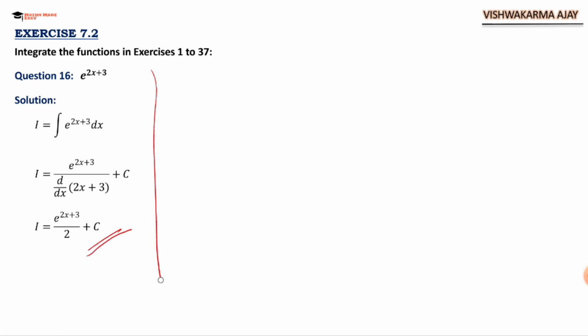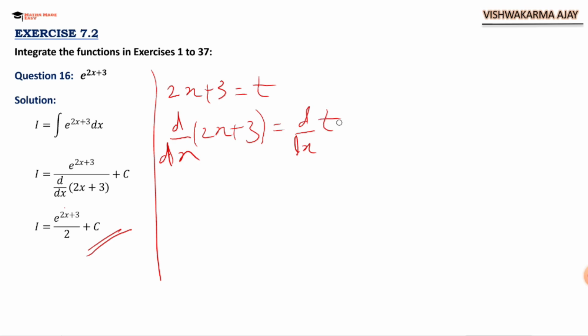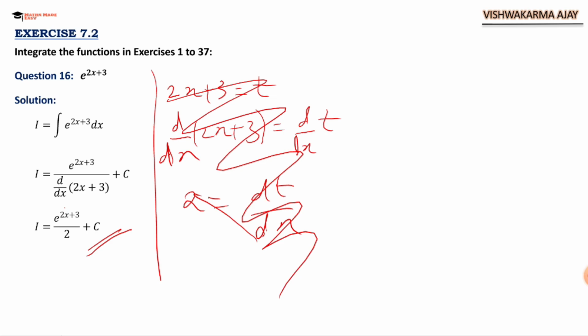You could have also done it the complicated way, that is, let 2x plus 3 equal t. Now d upon dx of 2x plus 3 is equal to d upon dx of t, and this is 2 equal to dt upon dx. You substitute this here. If you can do it in a simple way, don't go complicated.